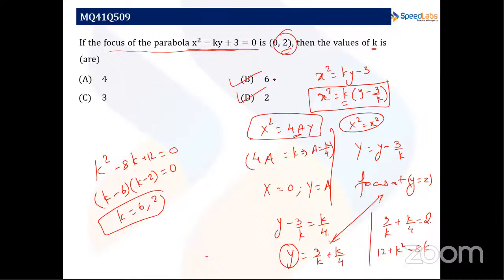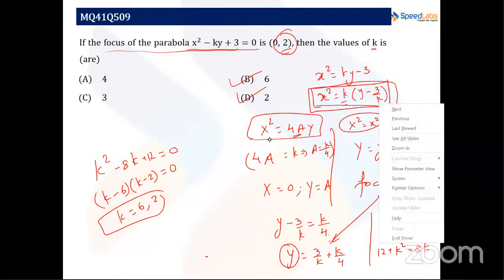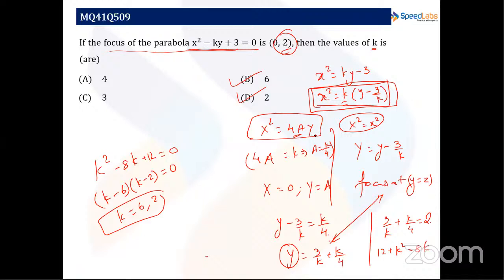See, we can directly compare with the general equation and find the values of focus and directrix or vertex. Here, our equation given was x squared equals to k into y minus 3 upon k, and our general equation is capital X squared equals to, let's say, 4 into capital A into y. Now, for this equation, we are having focus at x equals to 0, y equals to a, vertex at x equals to 0, y equals to 0. You have to just relate these two.